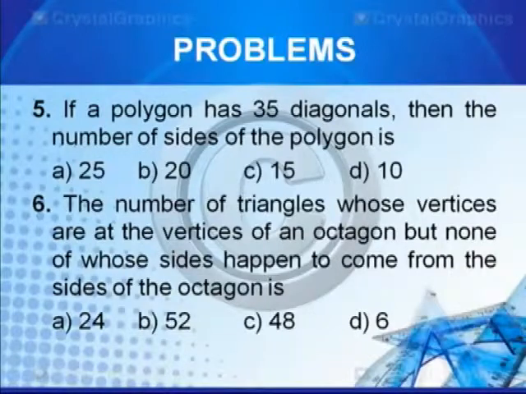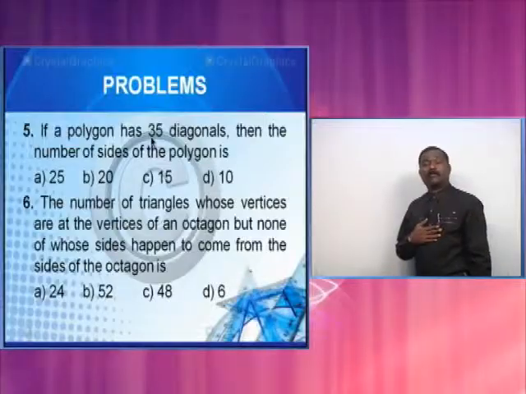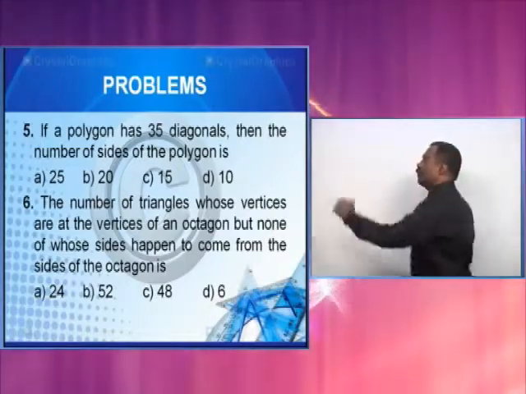Very simple question. The number of diagonals of a polygon is 35. Then find the number of sides of the polygon. We don't know the number of sides of the polygon. Let it be n.